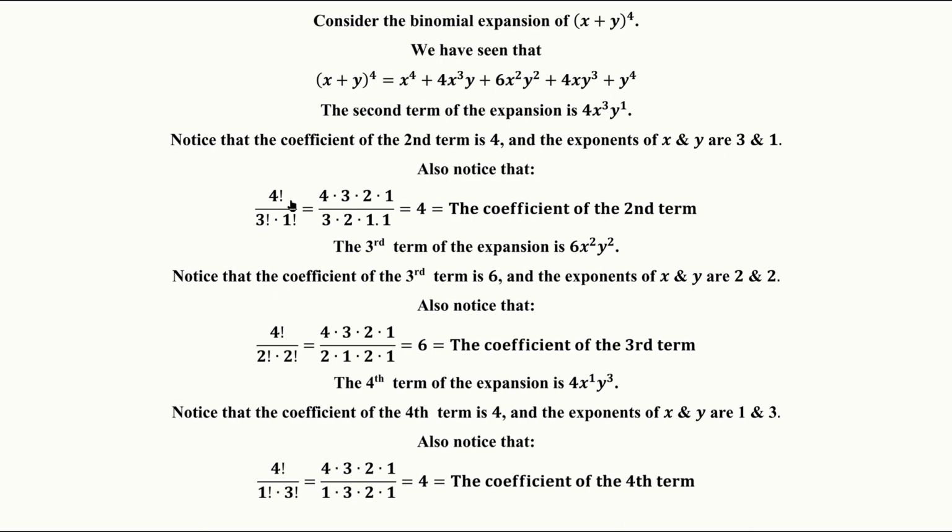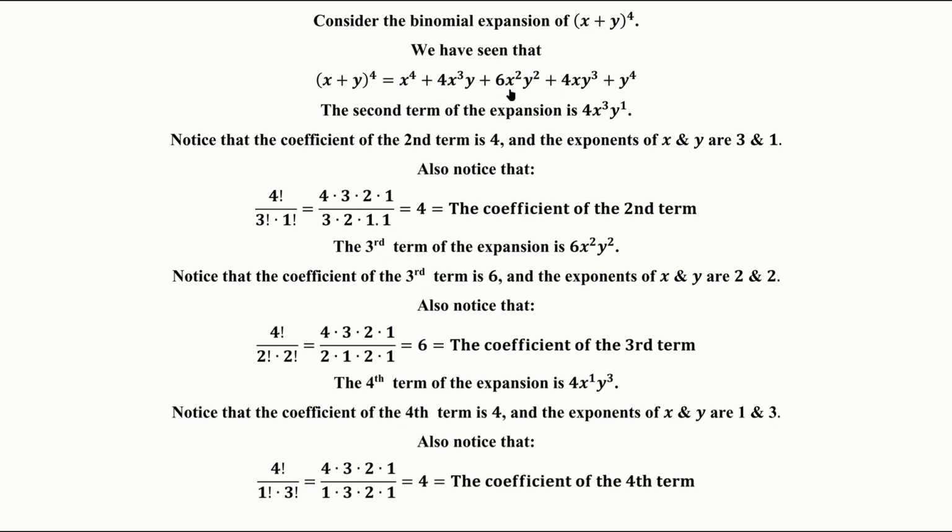Also notice that if I take 4 factorial, which is basically n factorial, and divide it by the first exponent factorial times the second exponent factorial, that means 3 factorial times 1 factorial. Notice what happens. I get 4 times 3 times 2 times 1 divided by 3 times 2 times 1, which is 3 factorial, times 1 factorial, which is 1. So these will cancel these, and we just end up with 4, which happens to be that same coefficient that we started with, right?